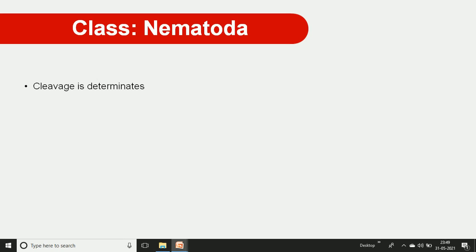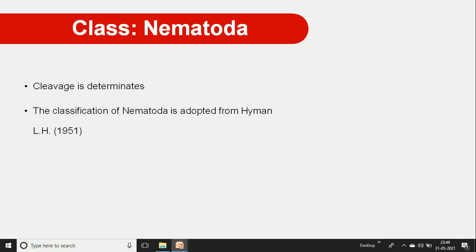Then, in nematode worms, the cleavage is determinate. Determinate type of cleavage is found in the nematode worms. The classification of Nematoda is specifically adapted from Hyman in 1951. You know that Nematoda shows a vermiform body, and a tubular body plan, or tube body plan, is observed in the nematode worms.